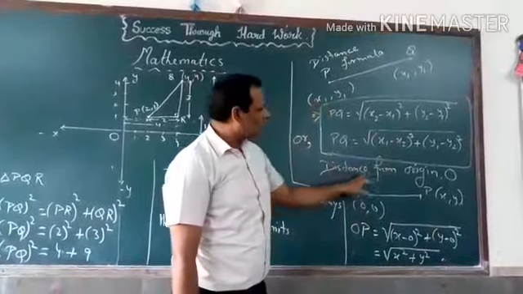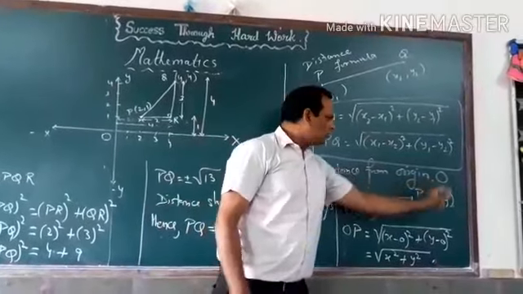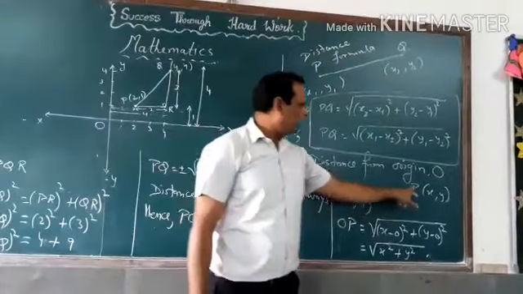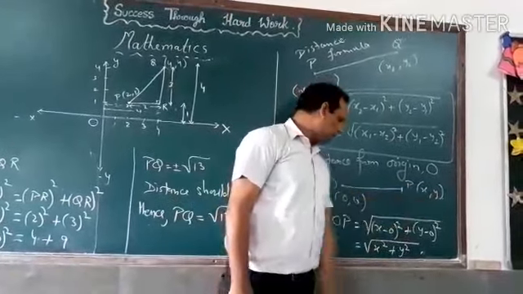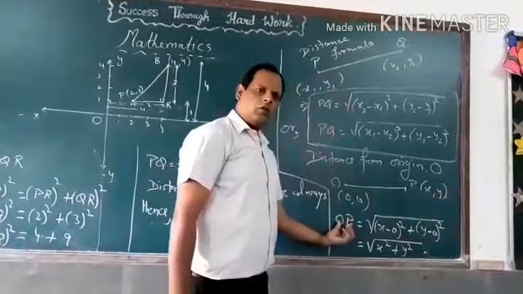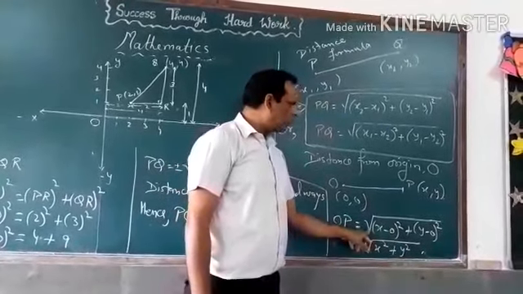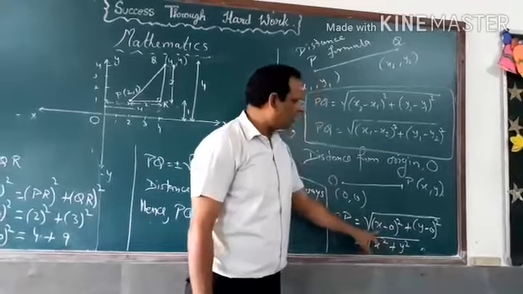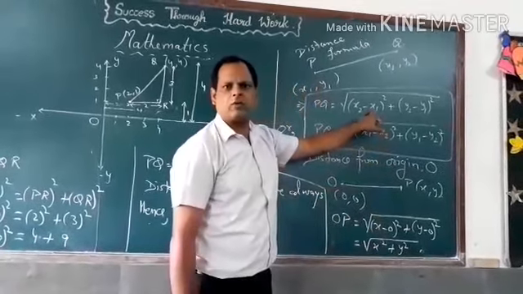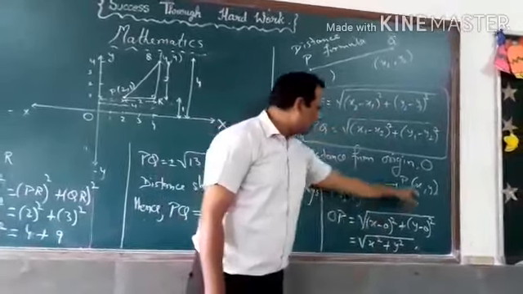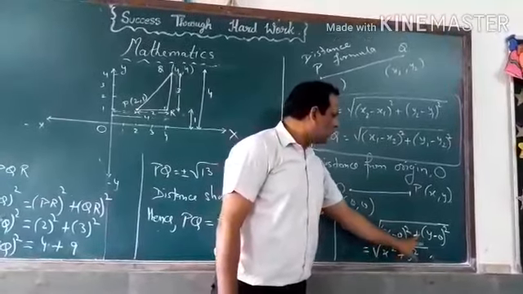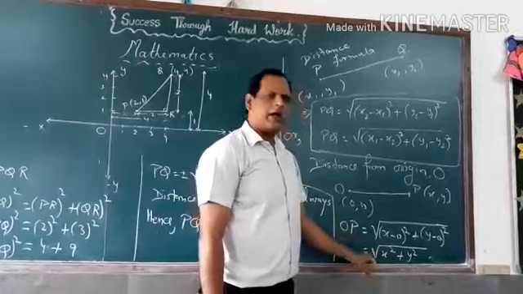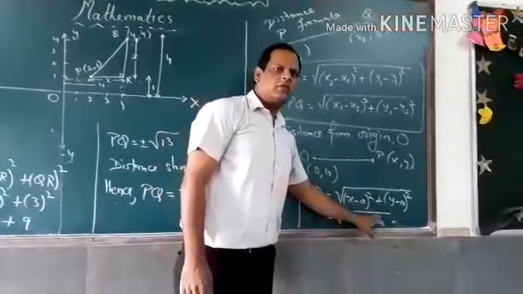Now we see the distance from origin O. We always know the origin coordinate is (0, 0). The point coordinate we take here is (x, y). So OP distance is equal to the square root, same formula we are applying. In the place of x2 I apply x, in the place of x1 I apply 0. So (x minus 0) whole square plus (y minus 0) whole square, which is equal to the square root of x square plus y square.